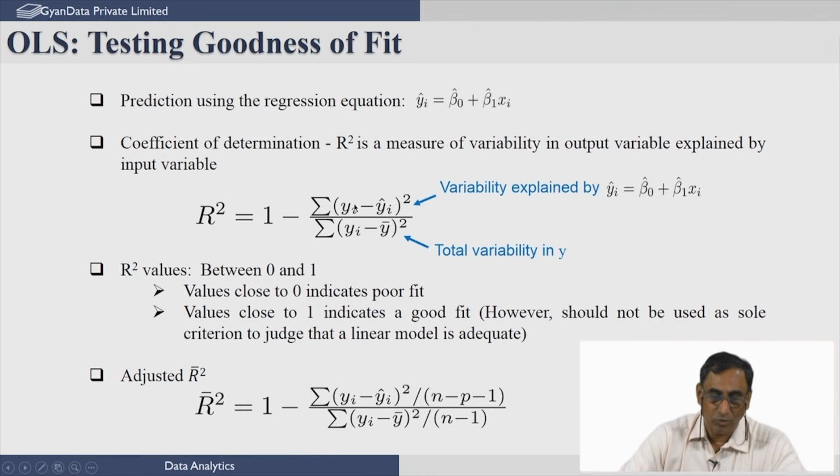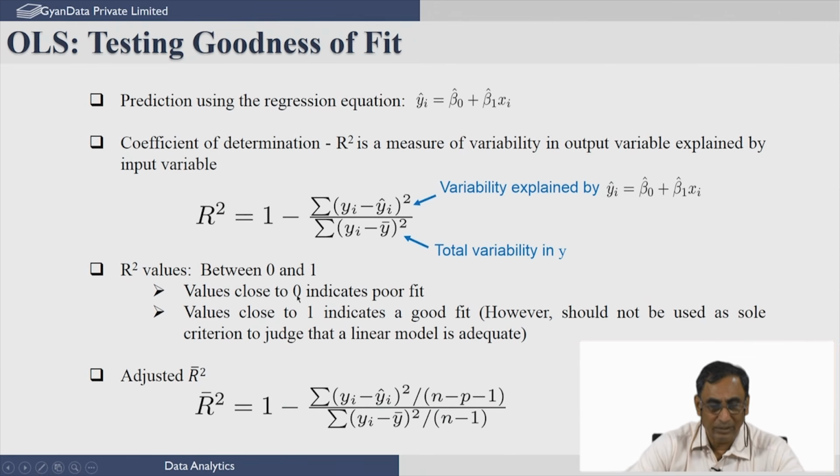If the numerator is approximately equal to the denominator, then you basically get 1 minus 1, and r squared will be close to 0. The implication of this is xi has very little impact on explaining y, and probably there is no relationship between y and x. If, on the other hand, the numerator is close to 0, then you get r squared close to 1, it implies that xi can explain the variation in yi, which means there is a strong relationship between xi and yi.